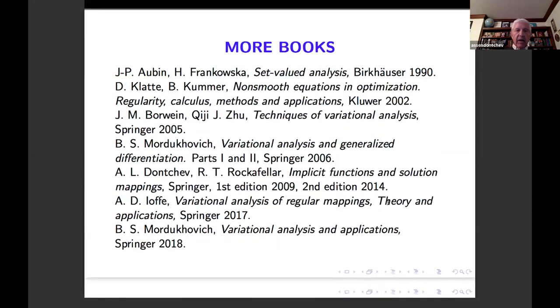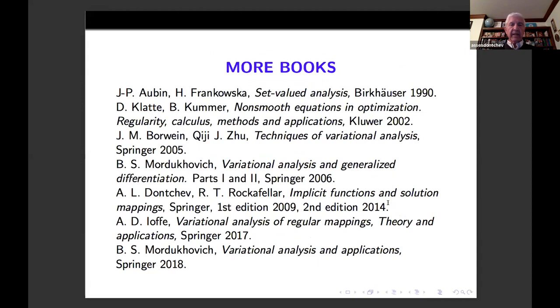You'll see why. Okay, and then the book of Alex Ioffe, Variational Analysis of Regular Mappings, which appeared in '17. And finally, the second book of Boris Mordukhovich, Variational Analysis and Applications, which appeared in 2018. So there are quite a few books, but I would rather say that none of these books taken by itself could I use for my graduate course. They're simply too involved, too complicated, in particular for students that are not mathematicians by education.